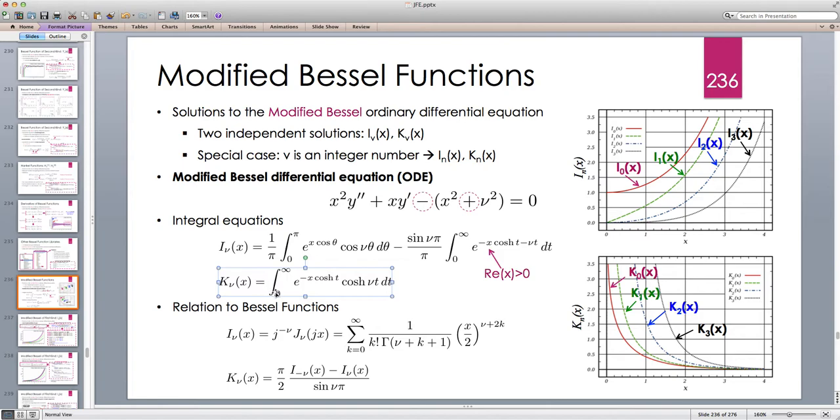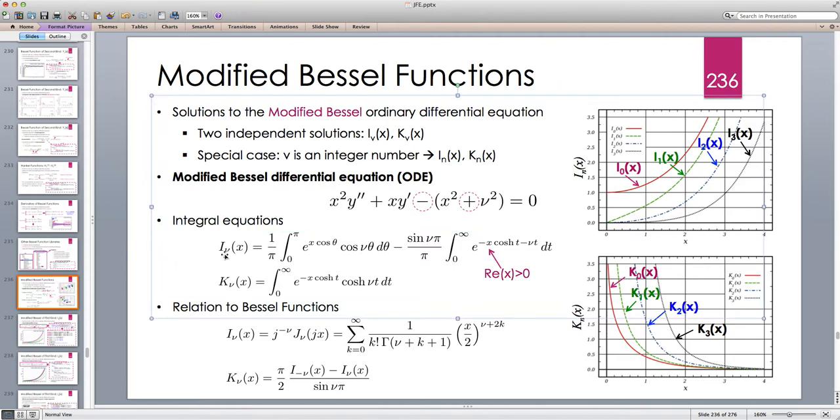K nu, the same thing. We have the integral from 0 to infinity of e to the minus x cosh t, cosh of nu t dt. As you can see, in I nu, nu appears in cosine of nu theta, and here, and here. And for K nu, we have the nu only in cosh of nu t. And cosh, or hyperbolic cosine, is an even function. It has even symmetry. So K nu is even in nu. I nu doesn't have a parity. It's neither even nor odd.